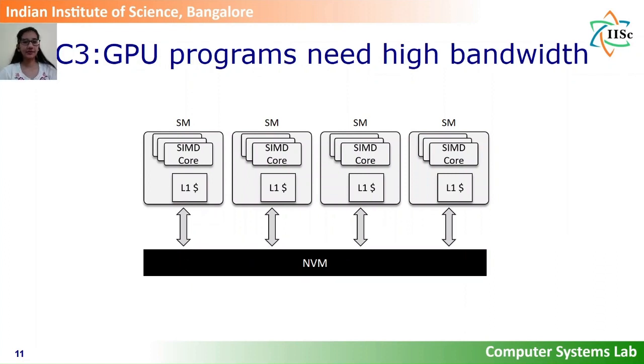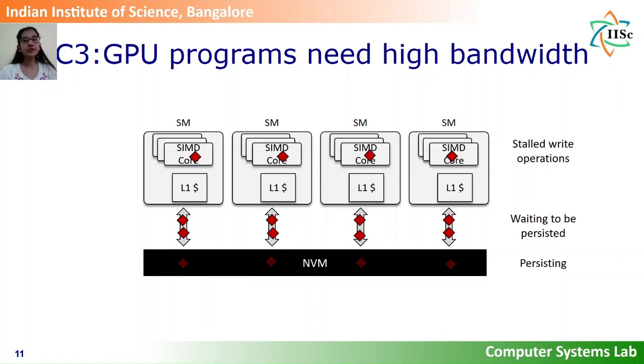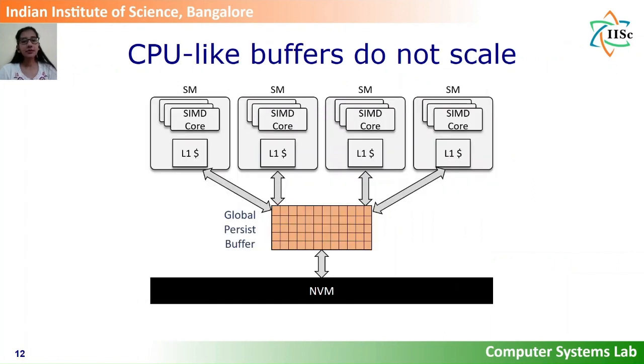Finally, GPU programs require very high bandwidth and issue persists in bursts. However, as PM offers lower bandwidth than what is demanded by GPUs, buffering of persists is necessary for GPU kernels. While CPU persistency models propose buffers for performance, traditional CPU persist buffers do not scale well for GPUs.